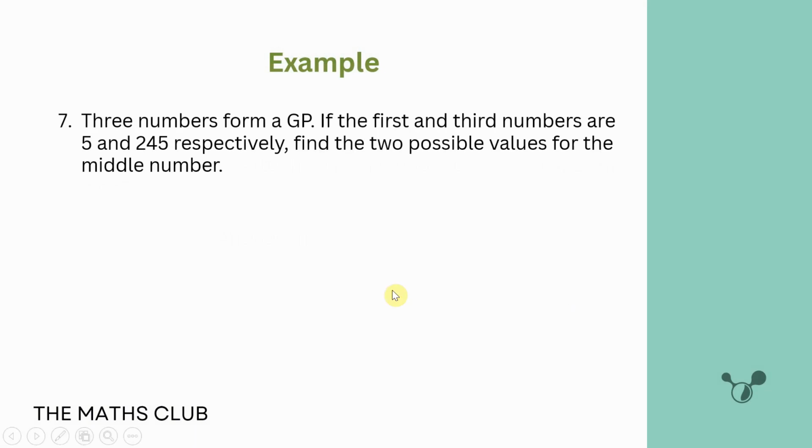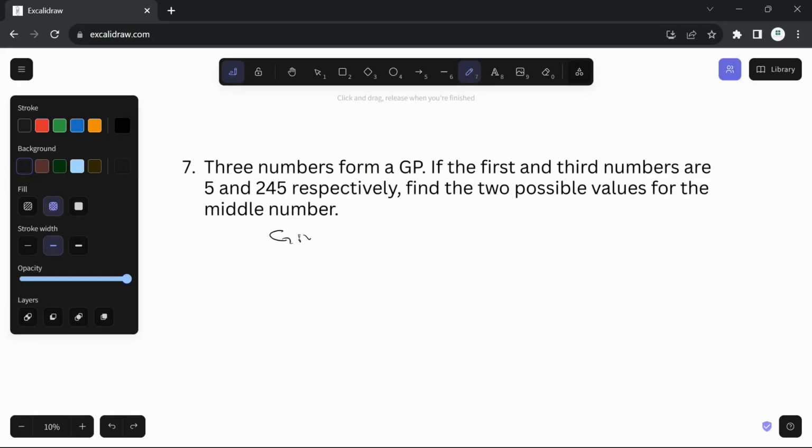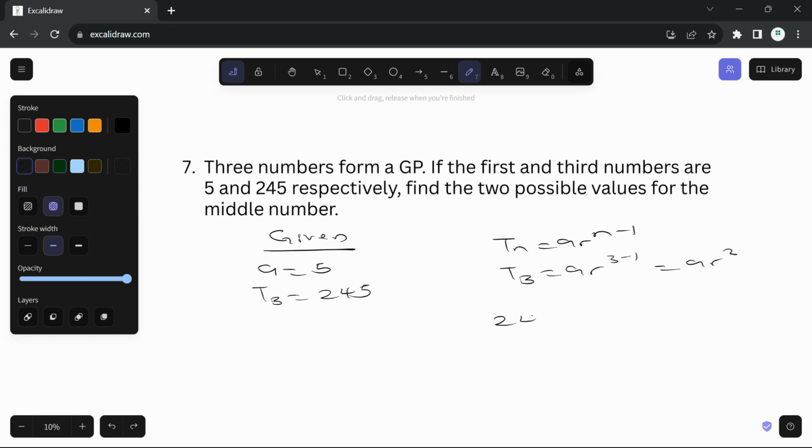It says 3 numbers form a GP. If the first and third numbers are 5 and 245 respectively, find the 2 possible values for the middle number. So what are we given? We are told that the first number is 5 and the third number, which is T3, is 245. Now we know our formula for Tn is AR raised to the power of n minus 1. So T3 is equal to AR raised to 3 minus 1, which is AR squared. Let's substitute: 245 is equal to 5R squared, since A is 5.